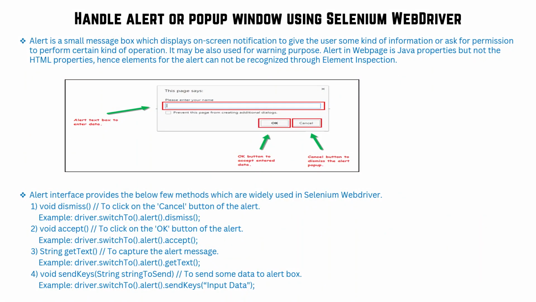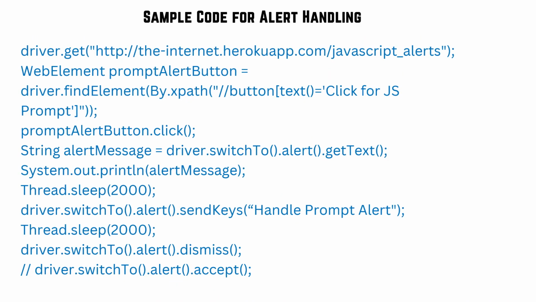You can handle windows or pop-ups. There might be three kinds of windows: alert, confirmation, or pop-up, or the actual window. There you can accept the window, dismiss the window, get the text, or send some keys. Alert is the interface which has all the important methods for dealing with these windows, sorry, pop-ups or alerts.